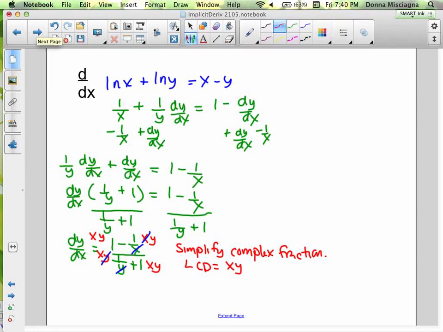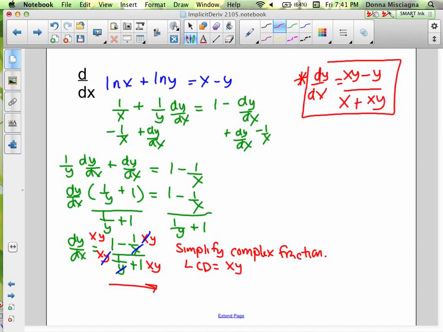And since I've got lots of space on the right-hand side, how about we just follow the arrow over here, all right? So dy/dx is x times y times 1, so I get xy over there. The x is canceled, so that's going to be minus y. In the denominator, the y is canceled, so this will be x. And then we'll have plus x times y. And there we go. There is our derivative.